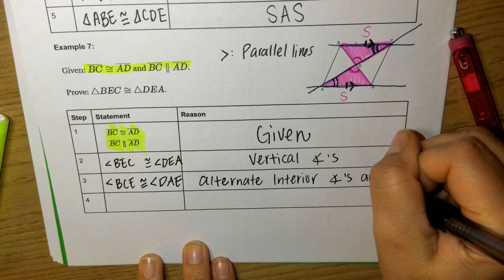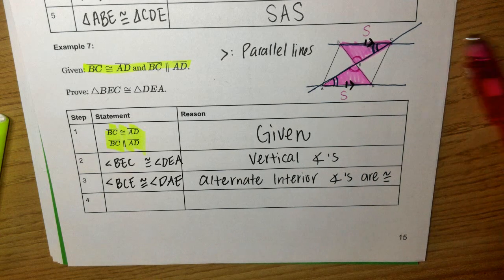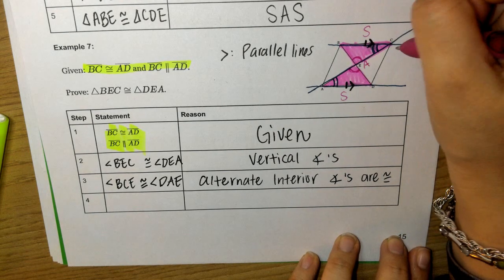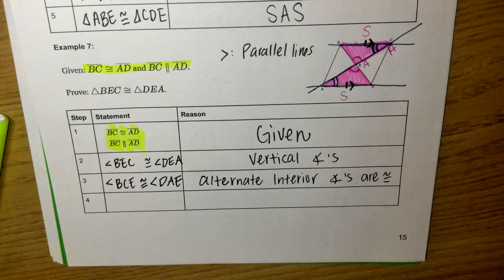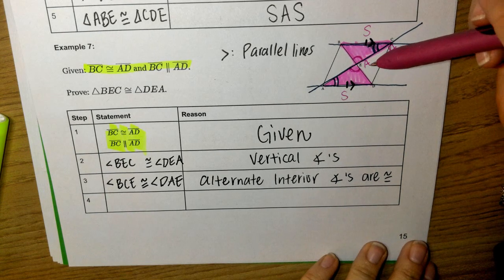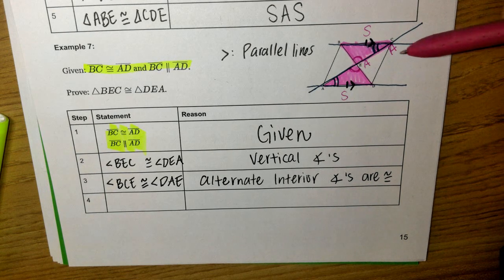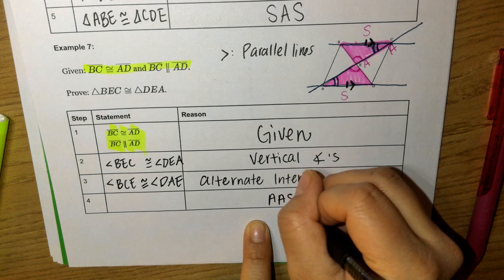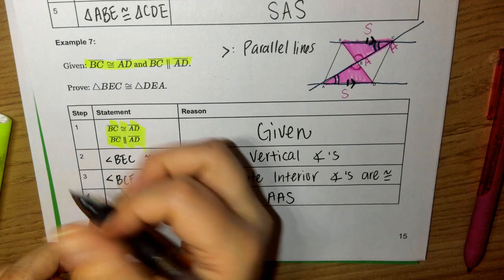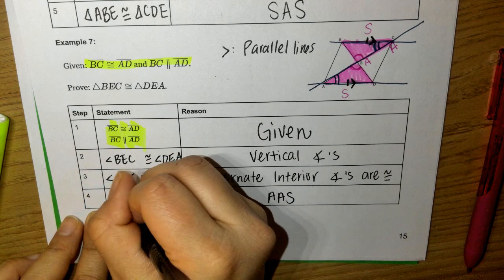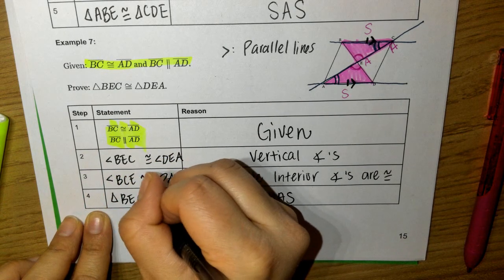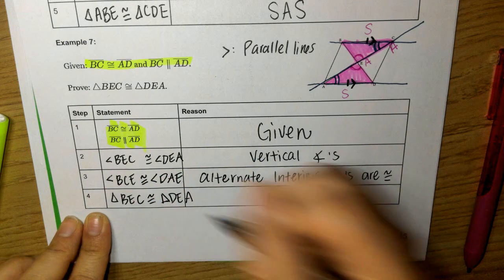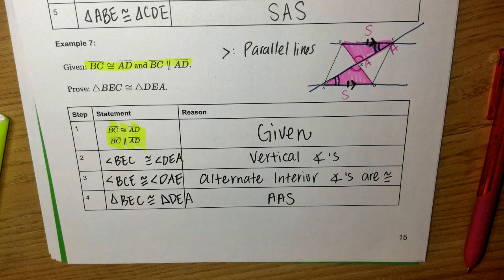Okay. This was an angle, this was a side, and this is an angle. I got my 3 things, which is angle, angle, side, which is a congruence. Now I can write my proof here. Triangle BEC is congruent to DEA because of angle, angle, side.